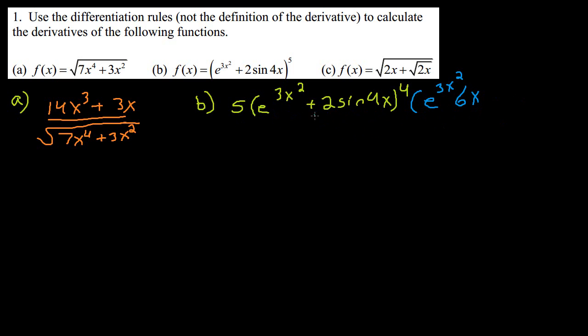The first thing we want to do is ignore the 2 here, because it's a constant, and we usually just ignore those while we're trying to find the derivative of everything else. So notice we have sine 4x. That's what we need to find the derivative of.